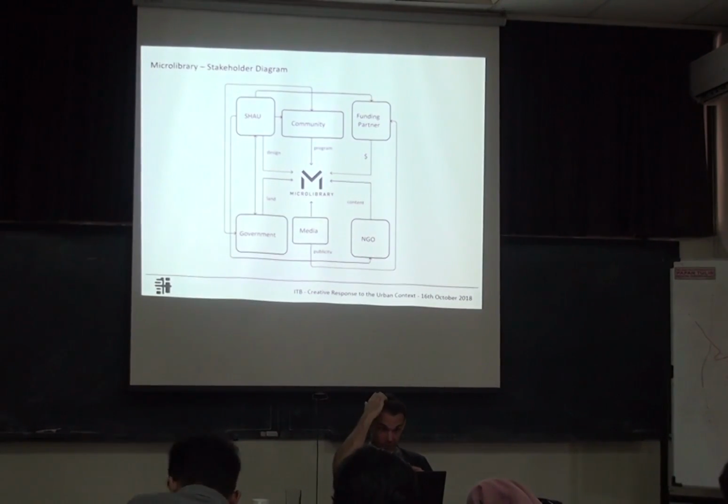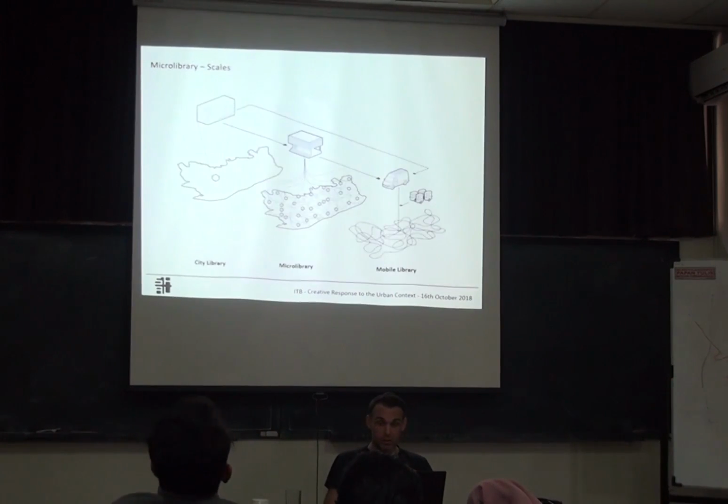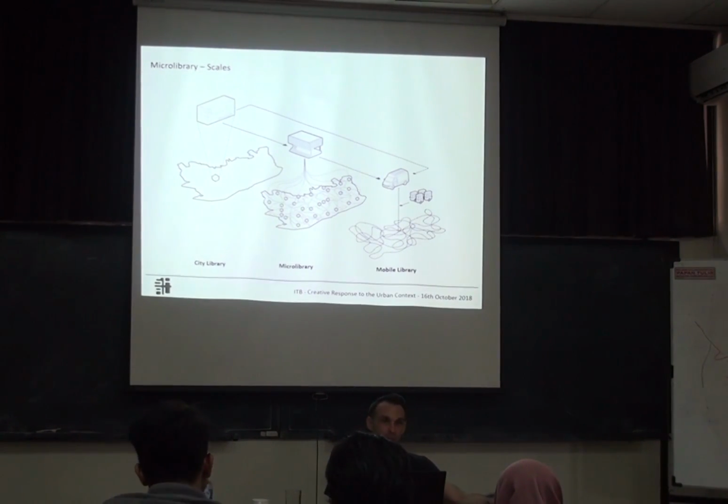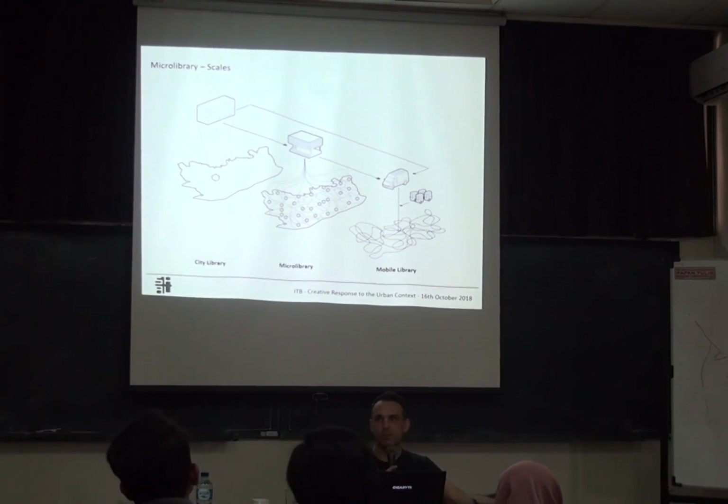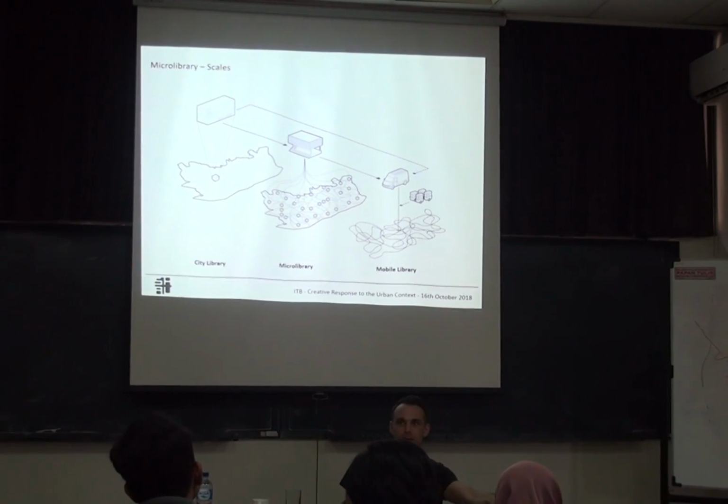I'm not talking so much about the stakeholder diagram, but we have these three different scales in the city. We have the city library, we have our micro library, we have the mobile library. If you take the city library, the issue is it is very central, people need to get there, and because it's an official building, for some people it's imposing. So the threshold for going in is high; some people would never think, okay, I go now to the library. It won't happen at all.